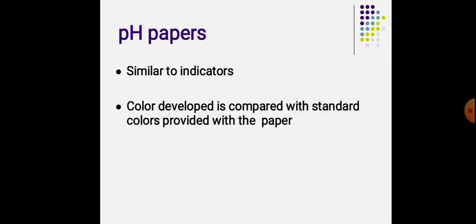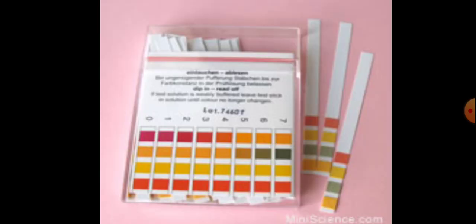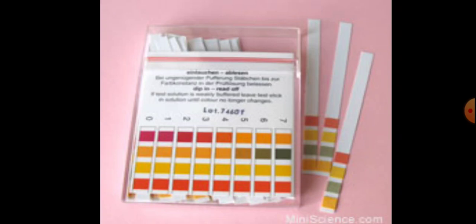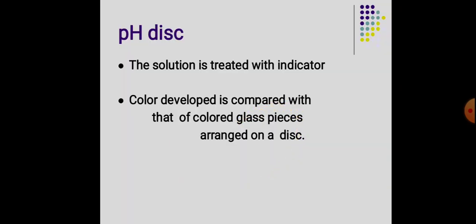Next, about the pH papers. The pH papers are similar to indicators, and here the color developed is compared with the standard color provided with the paper. These are the strips of pH paper, and when we dip this pH paper in a solution, it will show some color, and we compare this color with the standard color patterns provided with the paper. So that is about the pH paper.